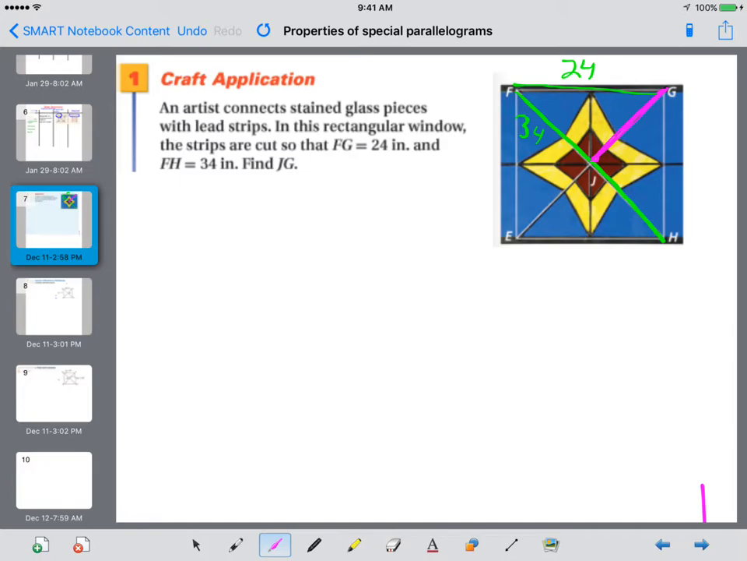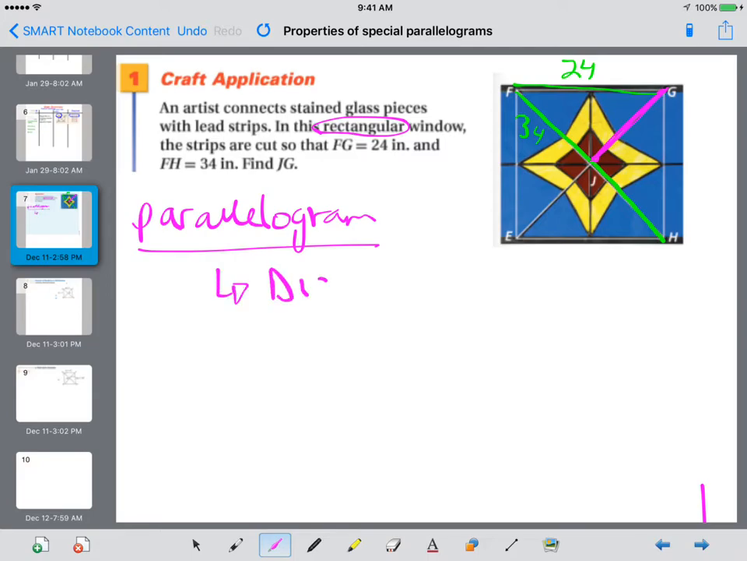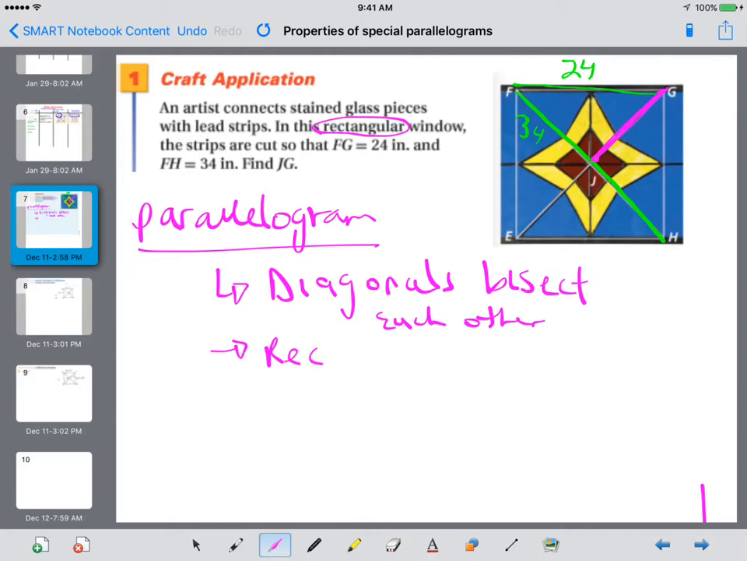Now, because it is a rectangle, and a rectangle is a parallelogram, we assume that a rectangle has all the same properties. Therefore, in a parallelogram, we know the diagonals bisect each other. And in a rectangle, diagonals are congruent.